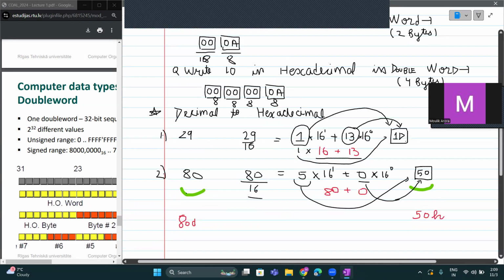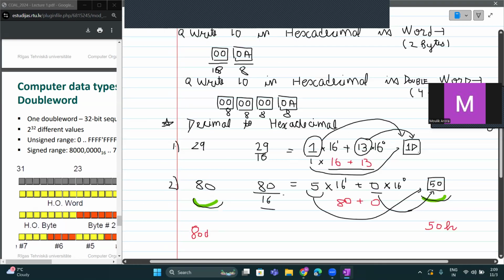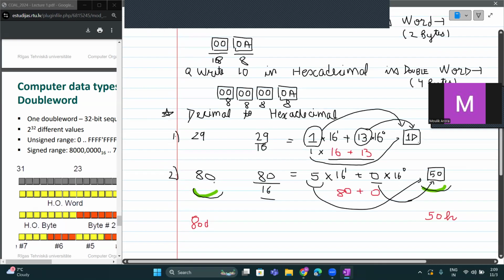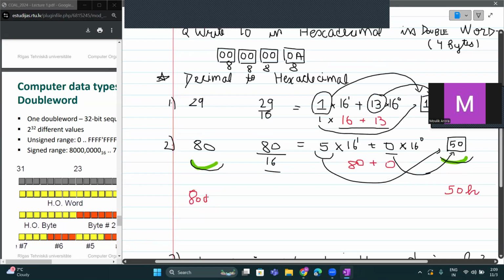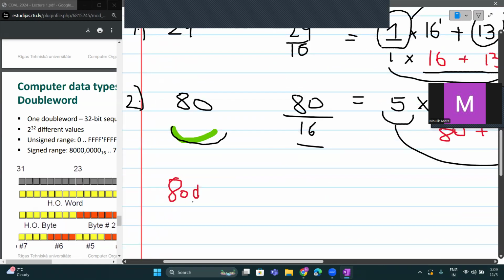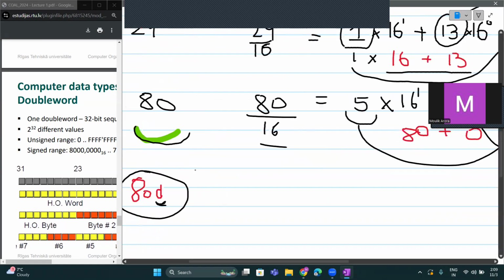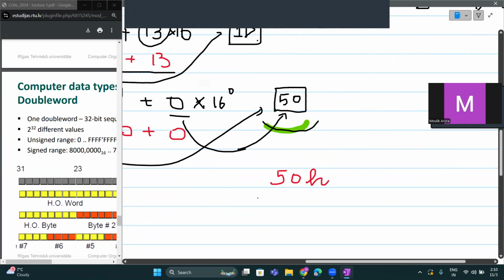But how do we differentiate? For example, if you are given two numbers, 80 and 50, what do you mean by 80? It can be in hexadecimal as well, it can be in decimal as well. So that's why in computer language we represent these numbers by writing the first letter of the format at the end. So 80 in decimal is written as 80D, or 50 in hexadecimal is written as 50H.